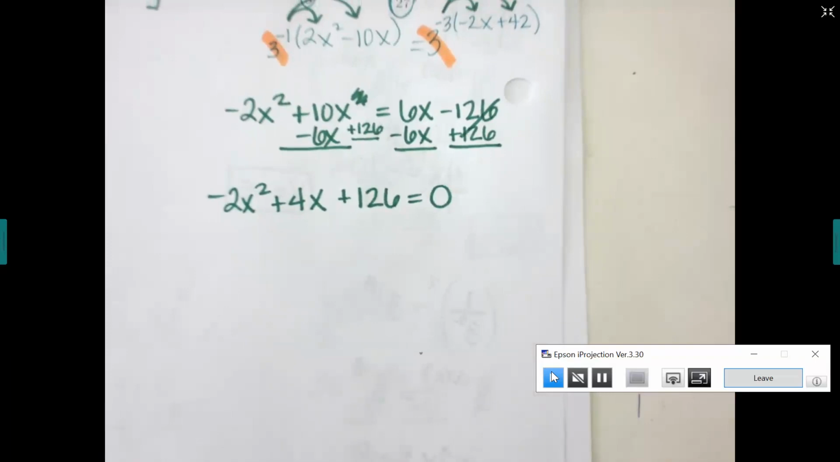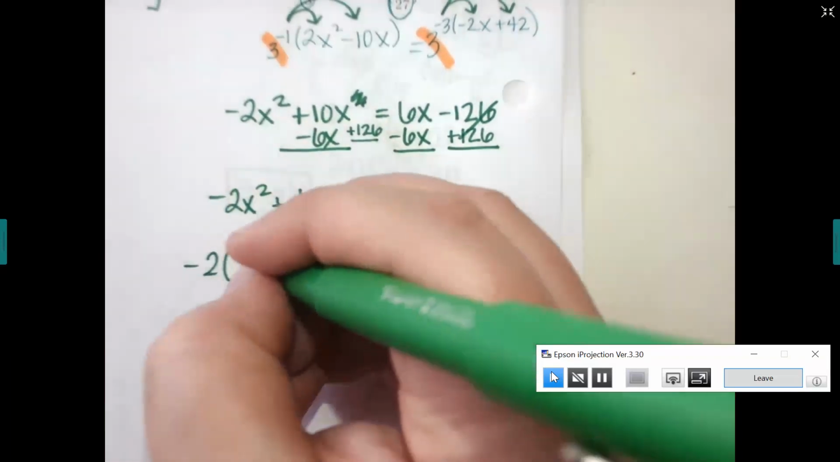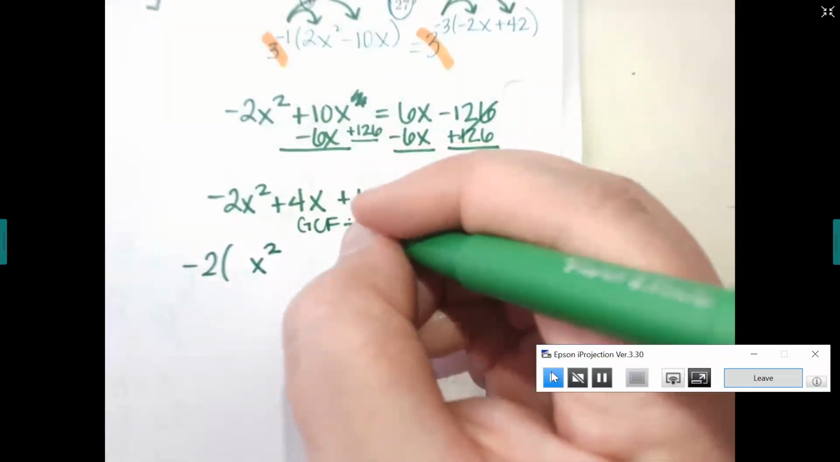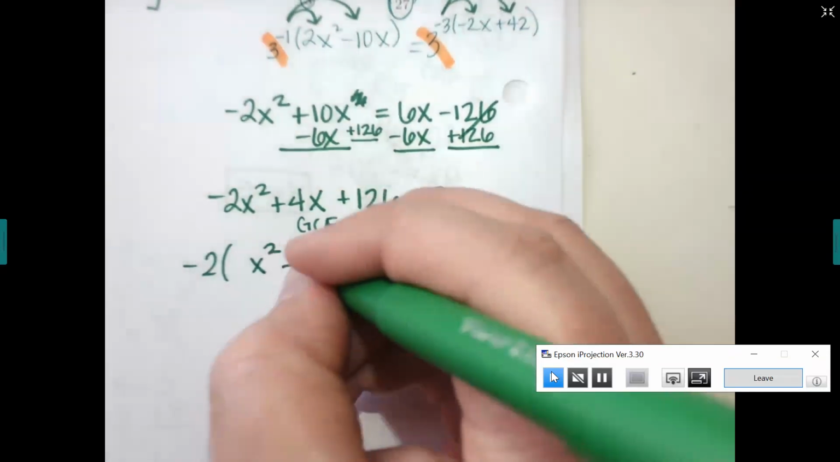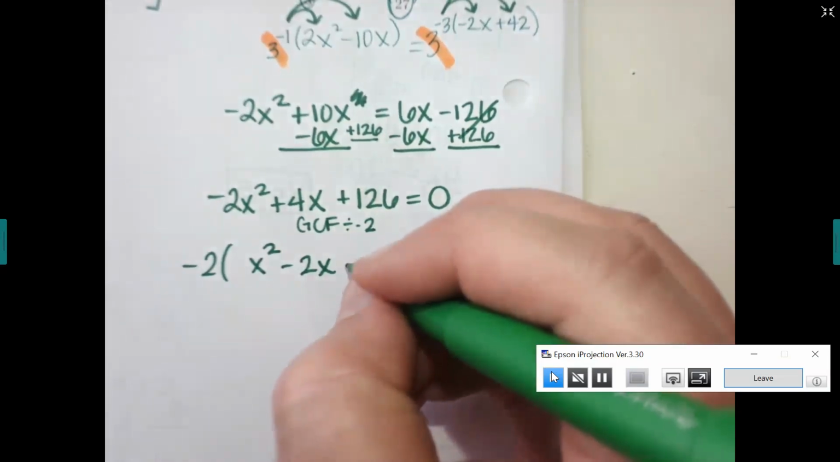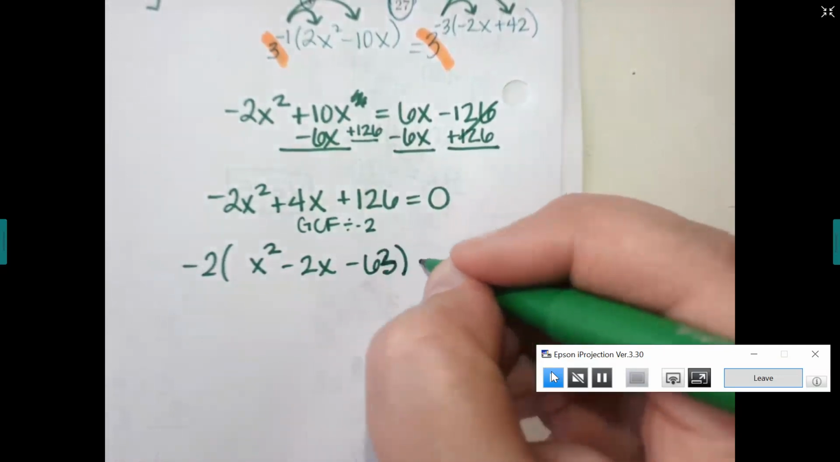Question, should I t-chart right now? No, because you can't t-chart with a negative. And if there's a GCF, you're supposed to pull that out. So what should I divide everything by? Negative 2. So that's going to give me an x squared. What is 4 divided by negative 2? Negative 2x in the middle. And then what about 126 divided by negative 2? 63. Oops, I can't divide.